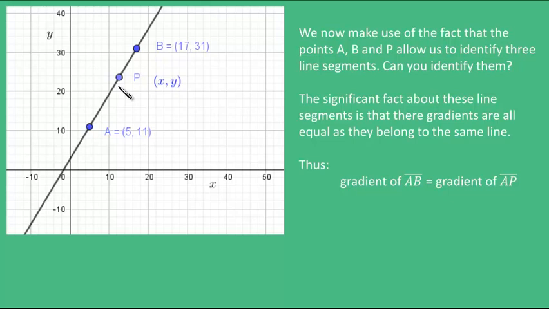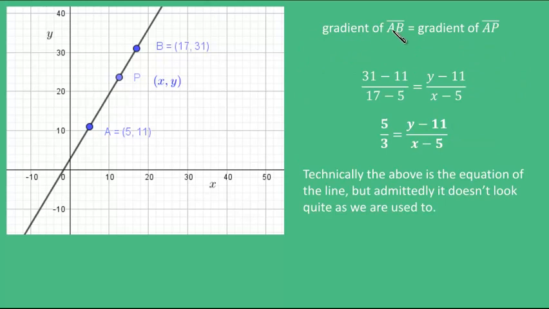Actually, we only need to use 2 line segments. We will say that the line segment AB has a gradient equal to that of the line segment AP. The gradient of the line segment AB is the change in y, 31 minus 11, divided by the change in x, 17 minus 5. And the gradient of the line segment AP is the change in y, so y minus 11, whatever this y value is, over x minus 5, whatever that x value is. Some basic simplification then gives us this equation, which technically is the equation of the line.